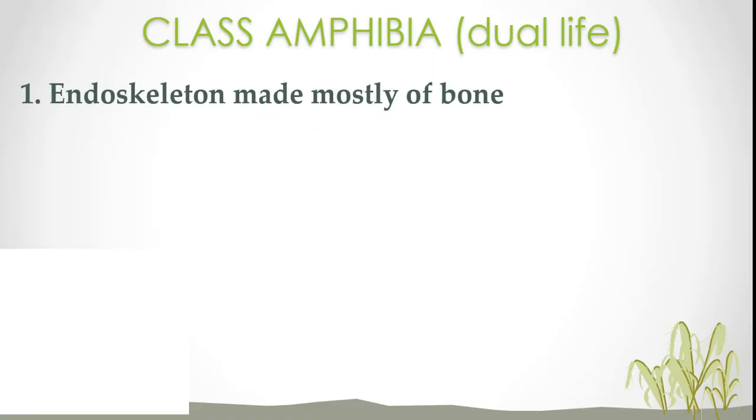Okay, so let's see some of the criteria. They have a skeleton inside their body. They're vertebrates. The skeleton is made mostly of bone, but it also may have in certain places softer tissue called cartilage, similar to a human skeleton.